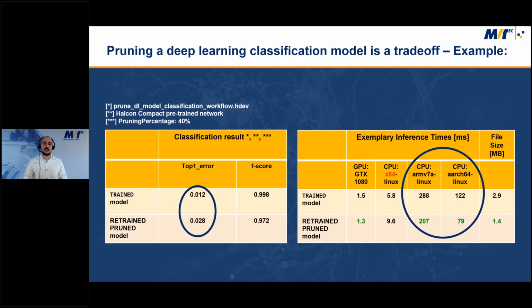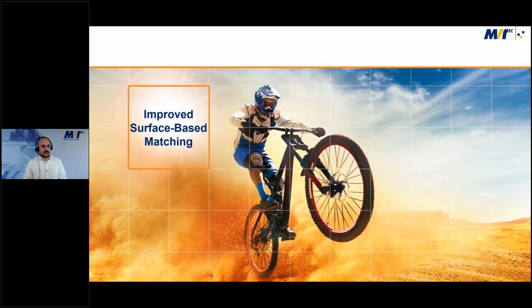So the possibility to prune, so cut out parts of your deep learning network which are not of interest for the classification, gives you some kind of slider to adjust between accuracy and inference time. So there are still 3 topics to go. That's why I'm speeding up a little bit.